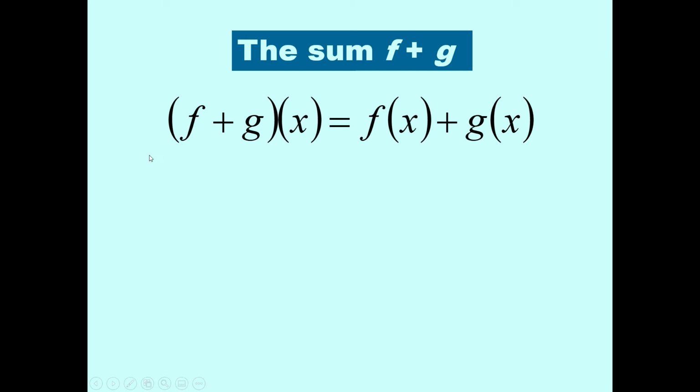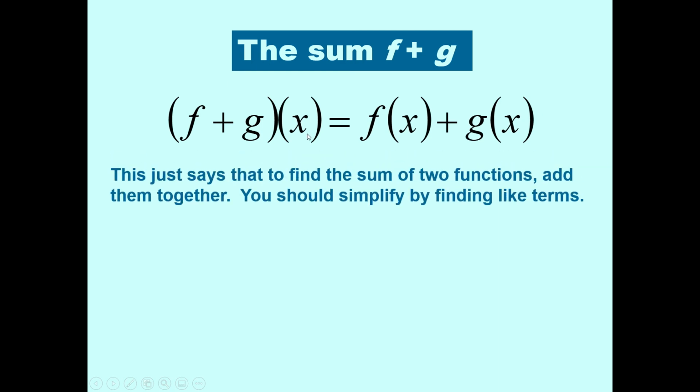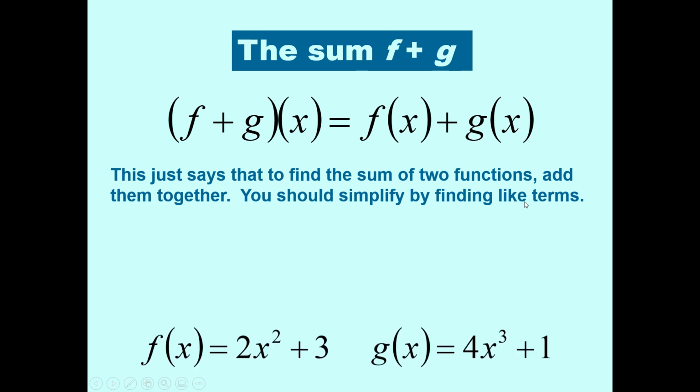So if you have a symbol like f plus g of x, this means that we have to add f of x plus g of x. We can show it like this with the same variable. To find the sum of two functions, add them together by finding like terms. So you are going to add like terms.